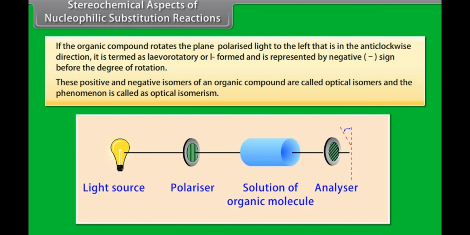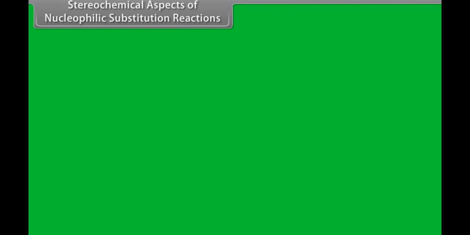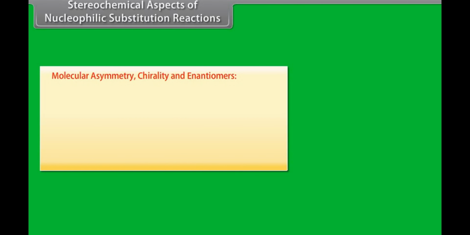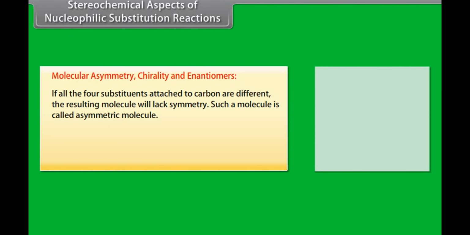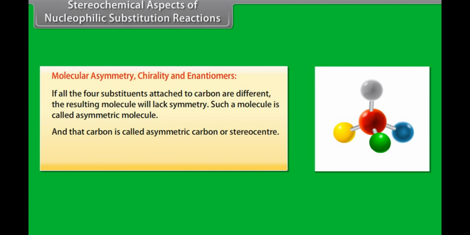These positive and negative isomers of an organic compound are called optical isomers, and the phenomenon is called as optical isomerism. Stereochemical aspects of nucleophilic substitution reactions. Molecular asymmetry, chirality, and enantiomers. If all the four substituents attached to carbon are different, the resulting molecule will lack symmetry. Such a molecule is called asymmetric molecule. And that carbon is called asymmetric carbon or stereocenter.